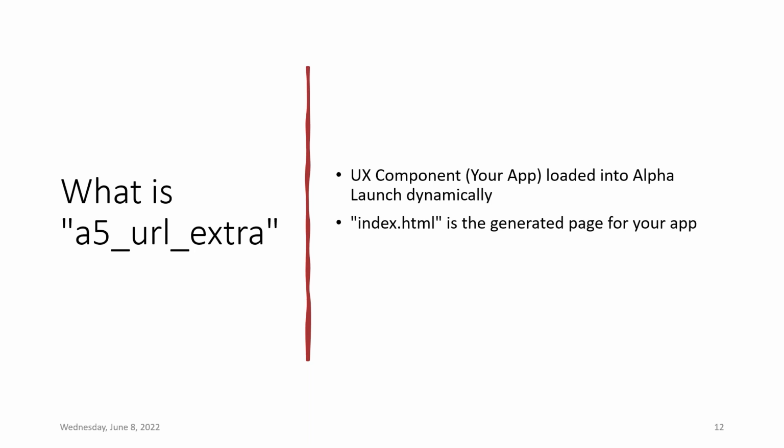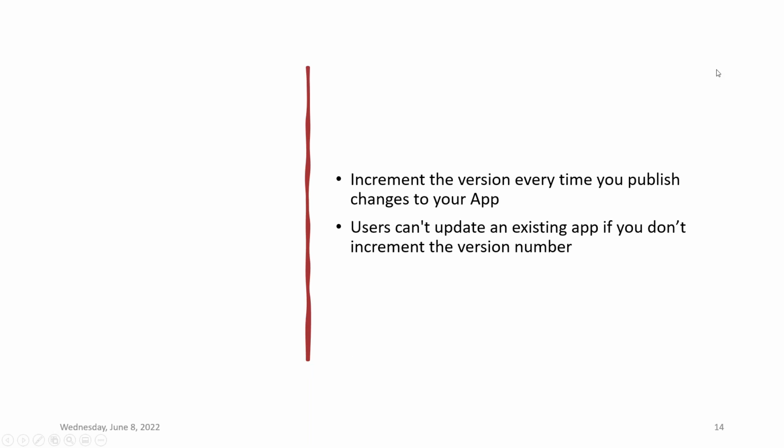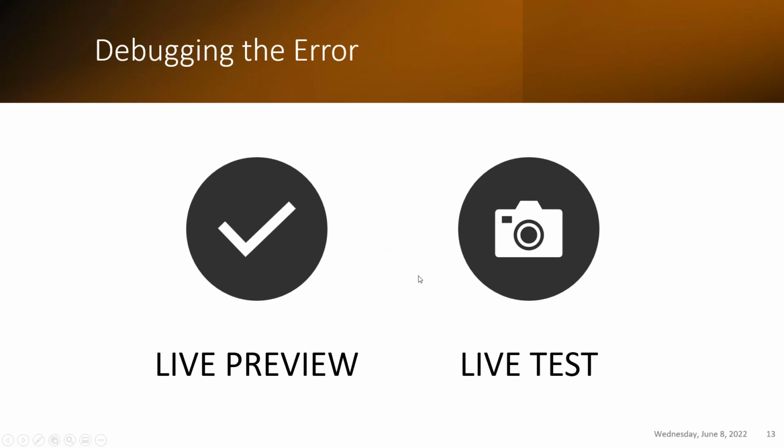So how do you debug it? Well, you do know two things. You know that it's a JavaScript error if that message is popping up. And you know exactly which UX component is being loaded because that's been configured in your Alpha Launch Publish profile. So what you need to do is actually open that UX up either in live preview, if you've got a standalone app and it doesn't need things that can only be tested in a live test, open it up in live preview, open up the Chrome debugger, look at the errors that are showing up there.